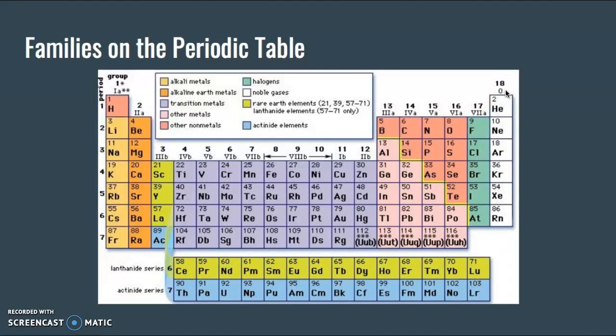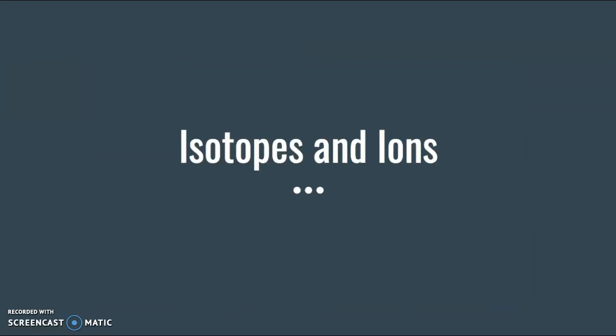All right, not like Downton Abbey noble, but noble gases. For the sake of our class, it's not terribly important to know these, but it will be important to be able to distinguish between gases and metals and non-metals. So the more general regions are important for us. We're going to move into isotopes and ions.